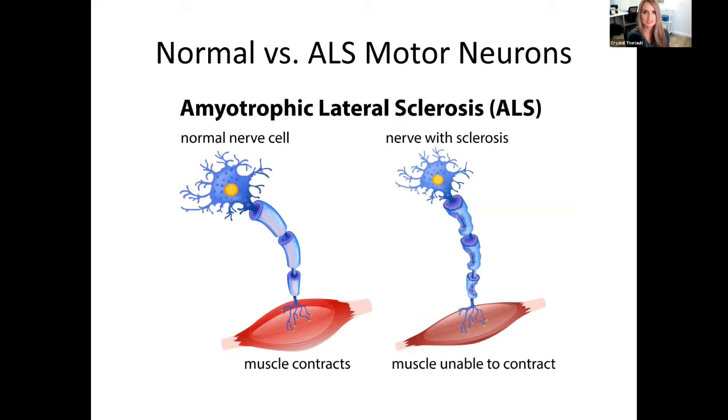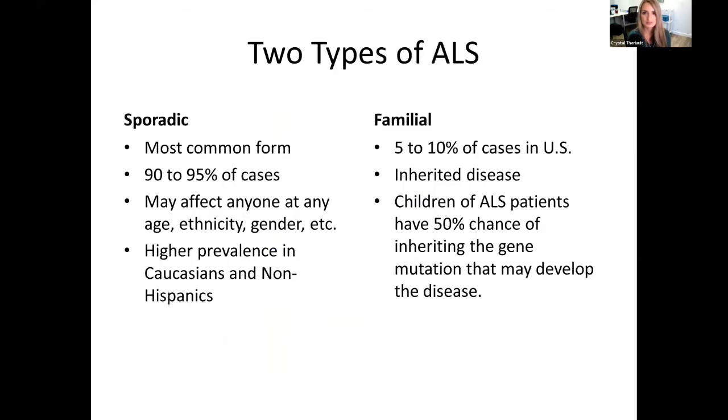So these images are to depict a normal nerve cell, what they look like on the left. On the right, you see a sclerosed nerve cell, and it makes the muscle have difficulty contracting. So there are two major types of ALS. Less common is familial ALS, where it's up to 10% of all ALS cases only that are an inherited disease. Children of ALS patients have a 50% chance of inheriting the gene mutation that may develop the disease. So you can imagine not only are you receiving devastating news when you're diagnosed with ALS, but if you have children, you also have to think, wow, my children have a 50% chance of having the gene for ALS as well.